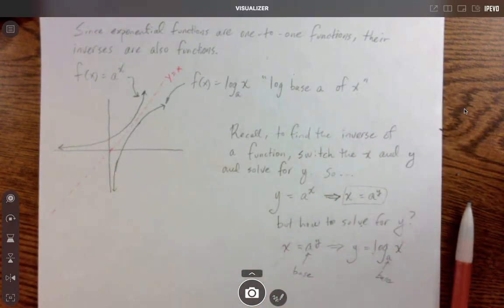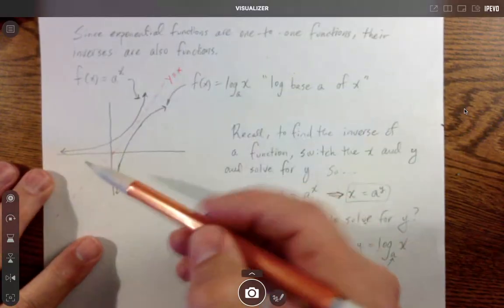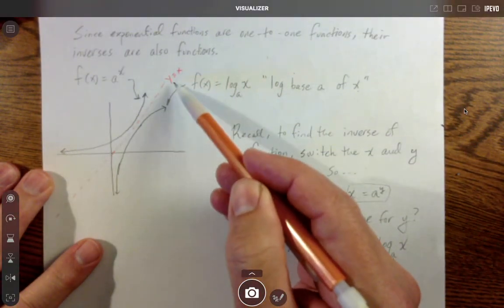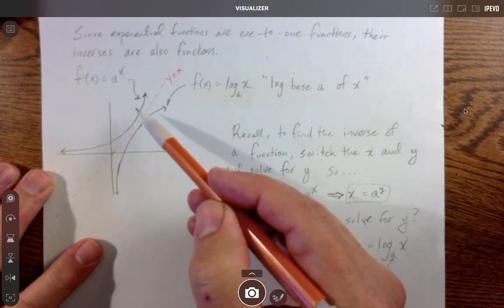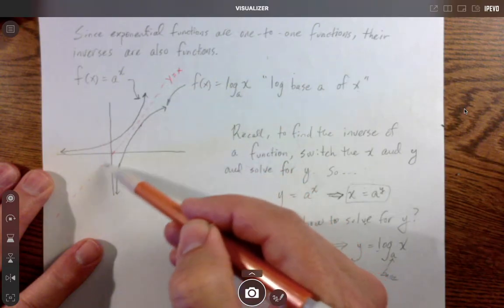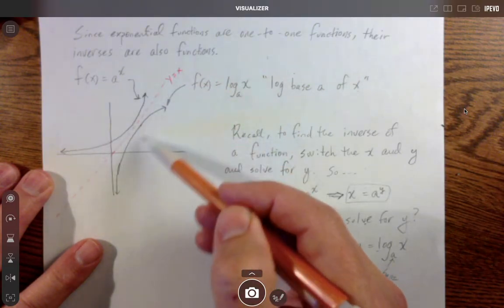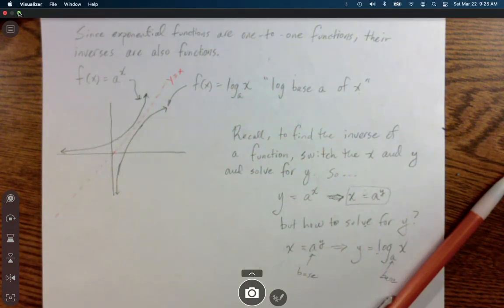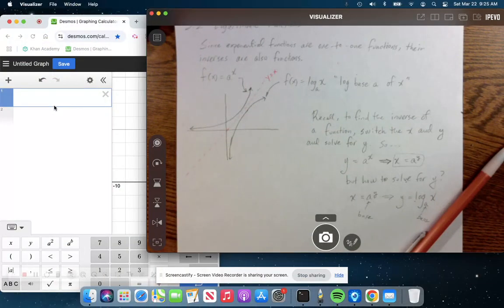Remember, to find the inverse function from a graph, you just reflect across the line y equals x. If this is the exponential function, a reflection across this diagonal line y equals x gives you a logarithmic function. And we'll take a minute and just look at a couple examples here on Desmos.